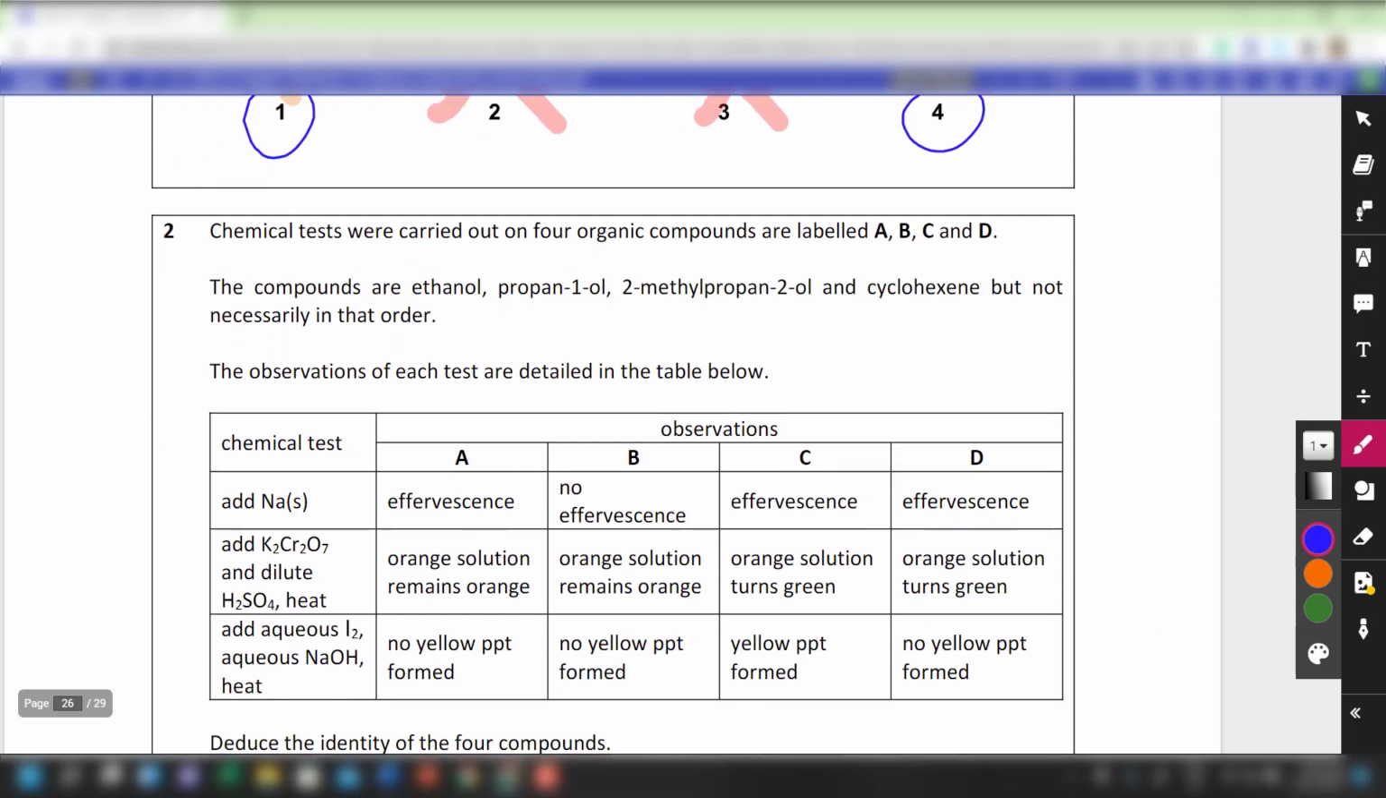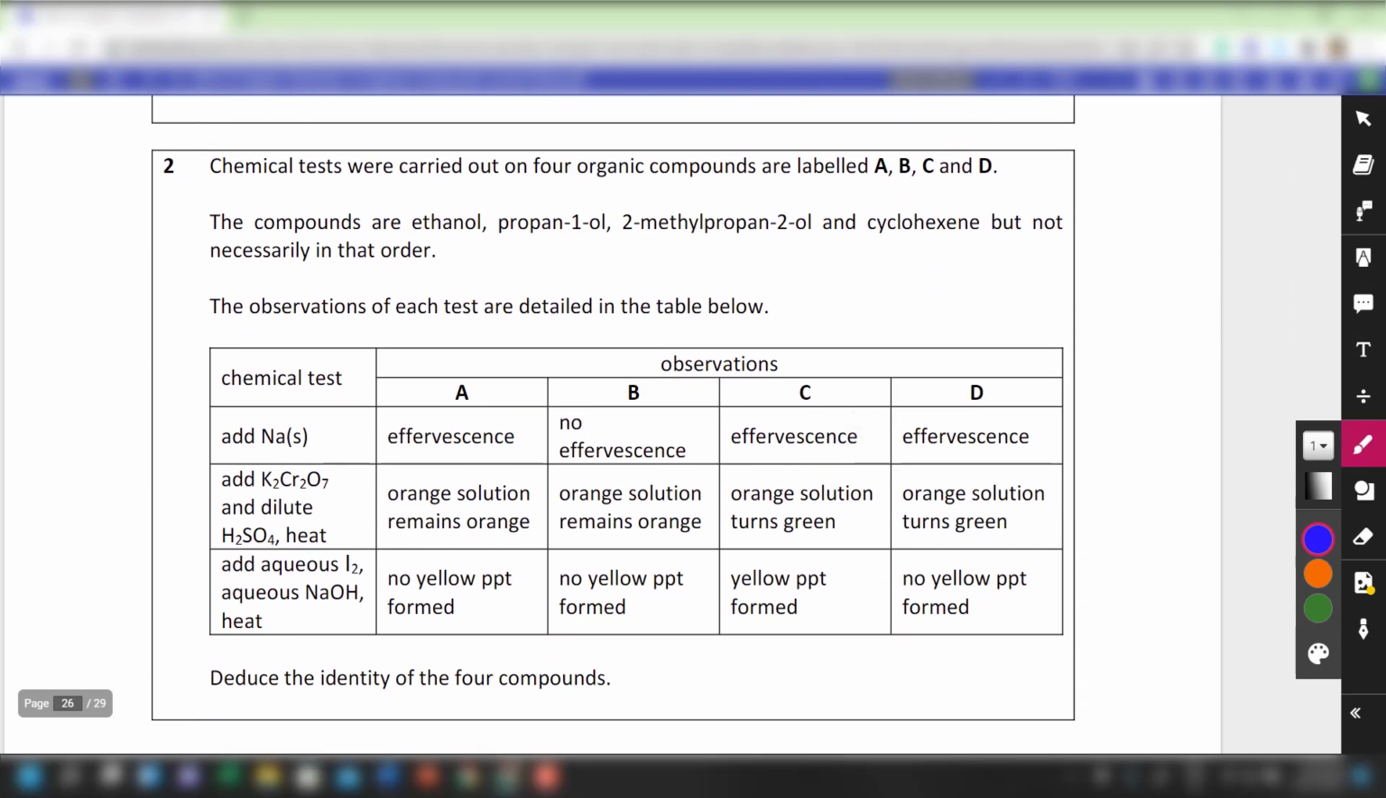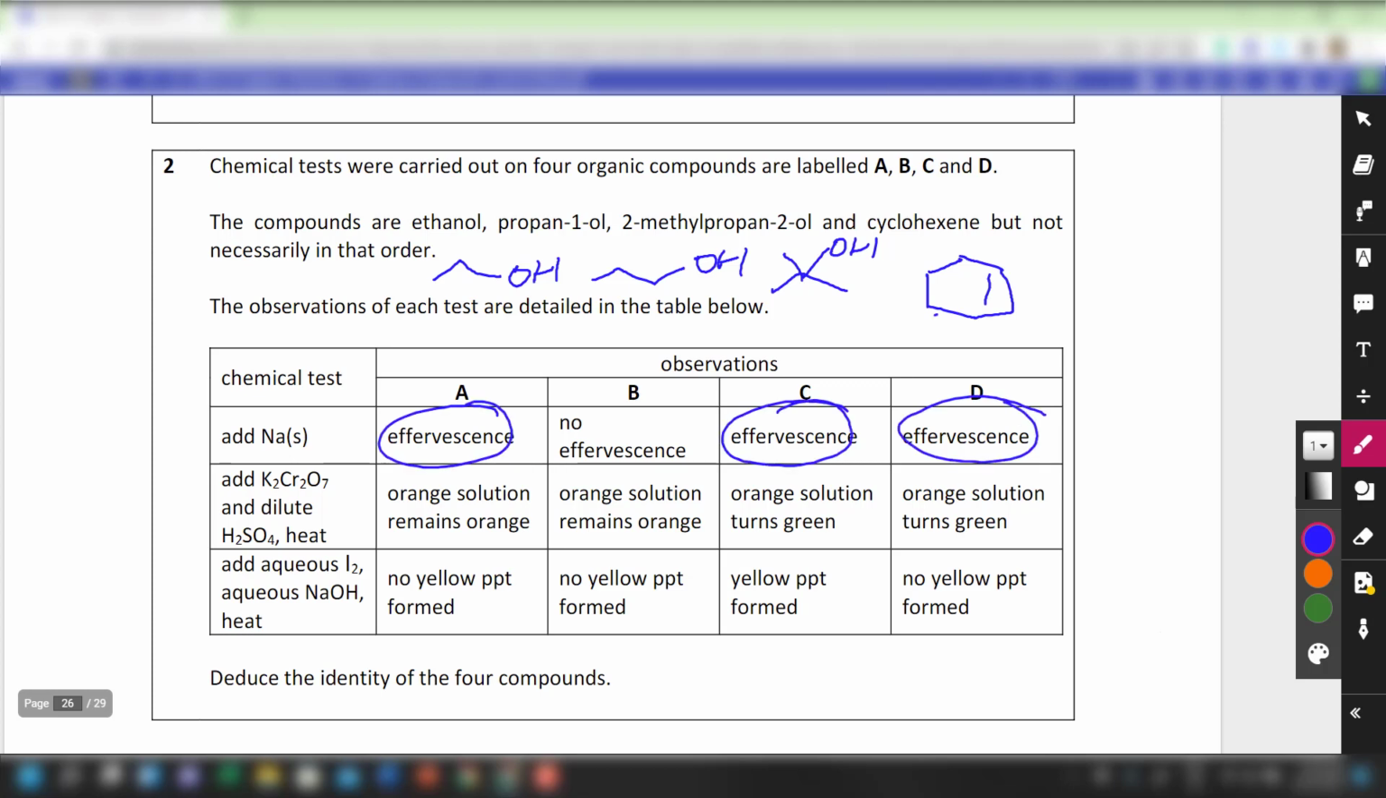Question 2. Chemical tests were carried out on 4 organic compounds labeled A, B, C, D. The compounds are ethanol, so maybe I draw it out. Ethanol, propan-1-ol, 2-methylpropan-2-ol. So this is propan-2-ol, 2-OH like that. And then cyclohexene, but not necessarily in that order. The observation for each of them is as follows. You add sodium: effervescence for the others, B no effervescence. So therefore, I can correspond B to cyclohexene.